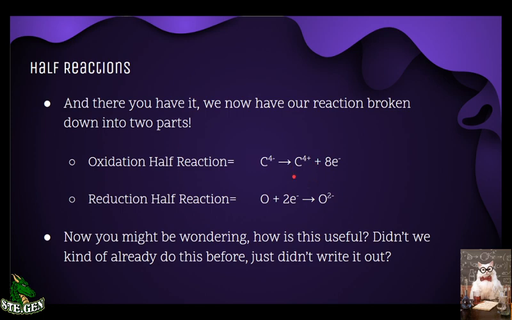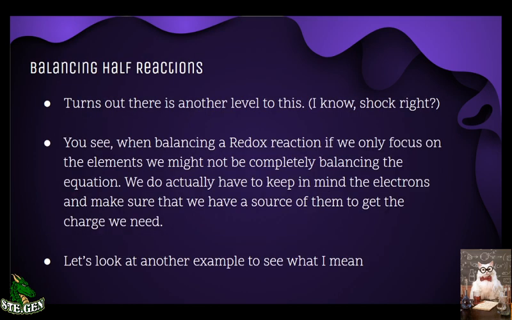Now again, you might be wondering, how is this useful? Didn't we kind of already do this, just we didn't actually write it out? It turns out there is another level to this, because when you balance a redox reaction, if you only focus on the elements, you may not have the complete story. So we actually have to make sure that the electrons end up balanced, otherwise the reaction will not work out. So we're going to look at a simpler reaction to explain this, and then I may come back to this one. I actually don't think I do in these notes, but I'll click back and explain what we're talking about there.